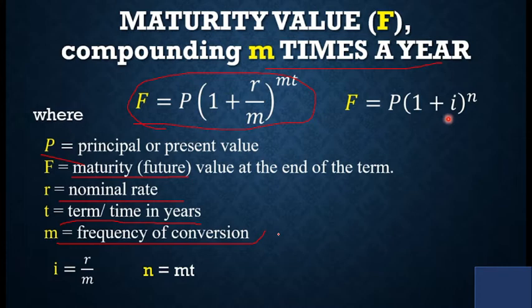If you use the formula, the I is R over M, our interest converted, and N is M times T. For example, if quarterly, the conversion frequency is 4, times the number of years T. This is easier to use. You can also use the other one, but what I tell you is better and easier. Just memorize this.